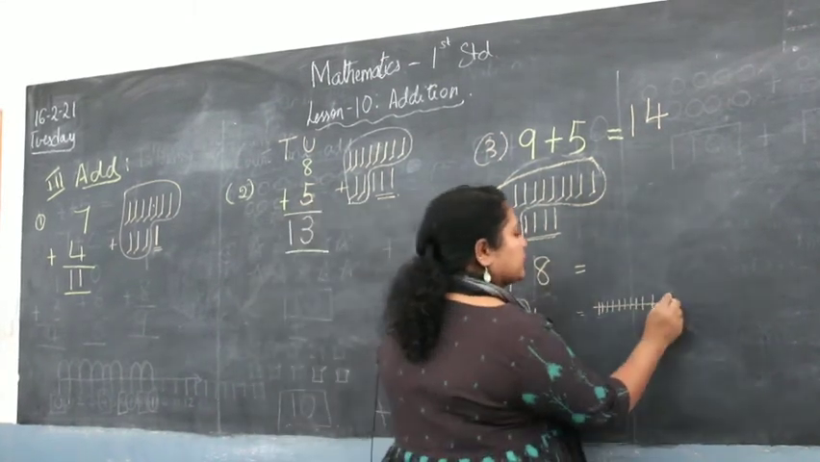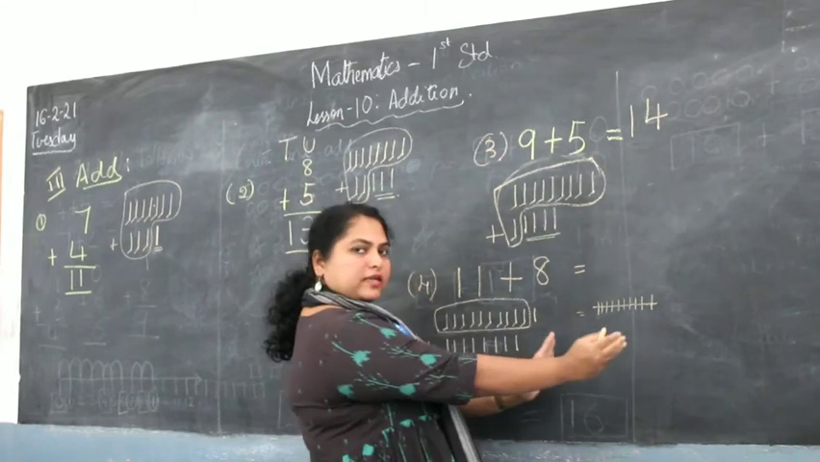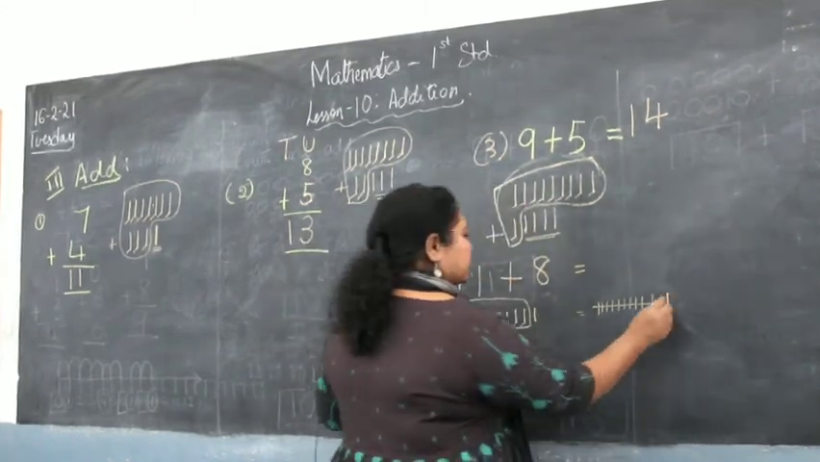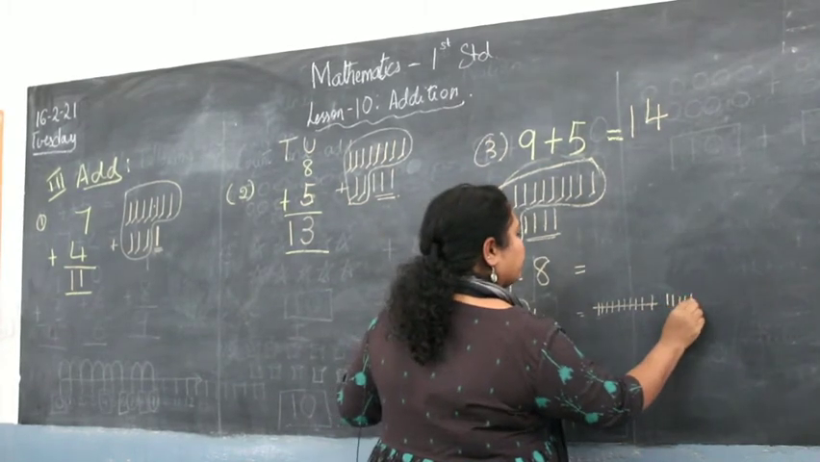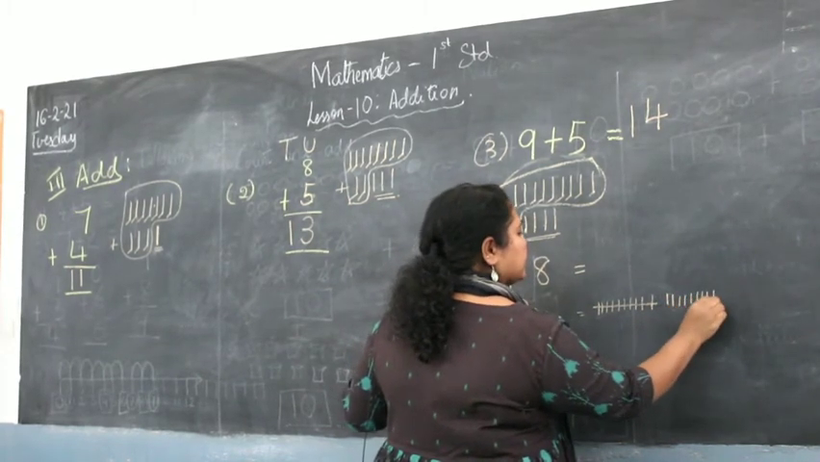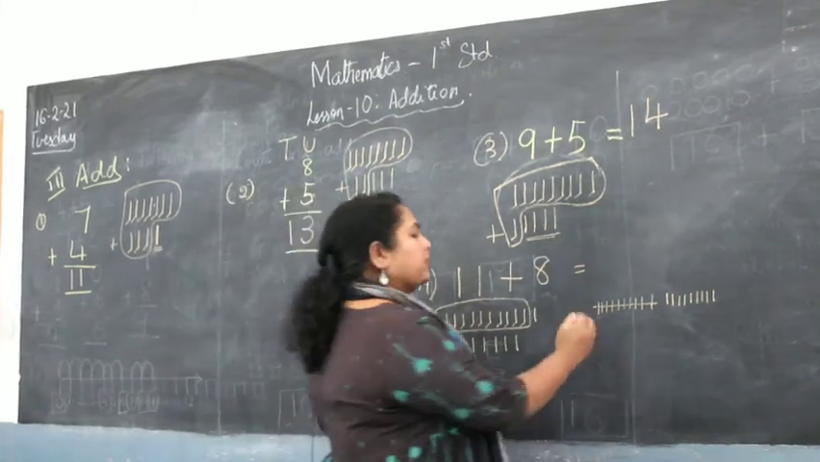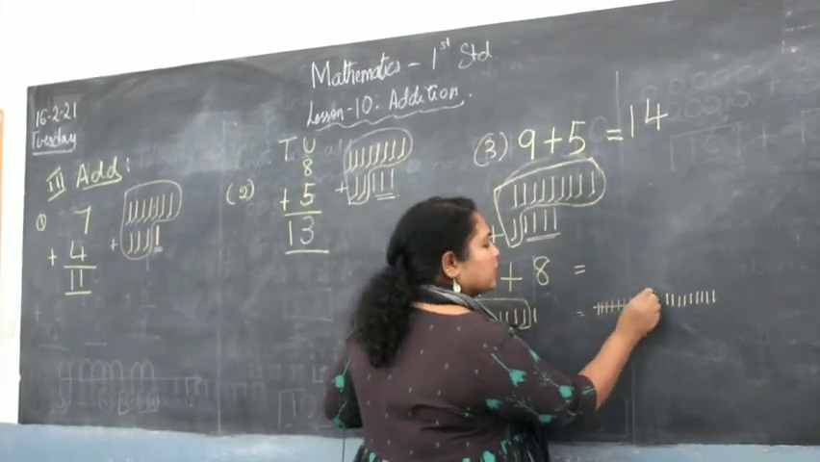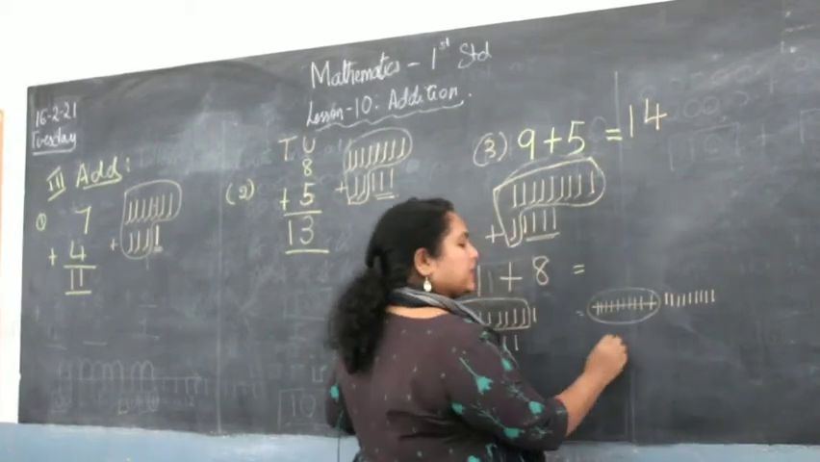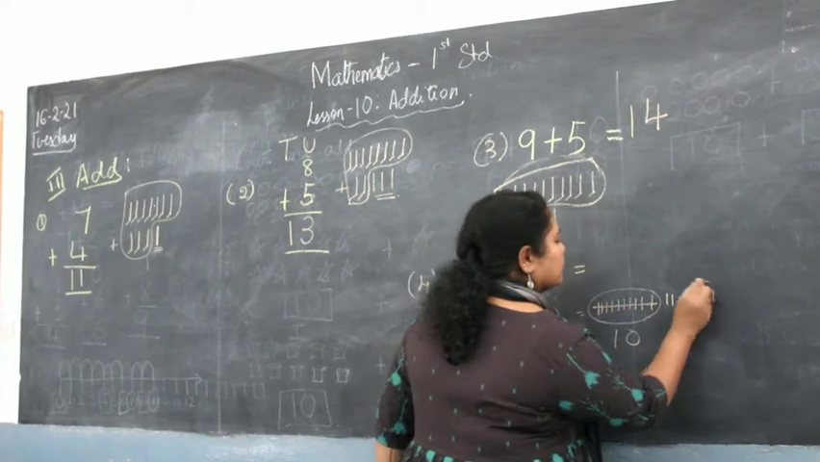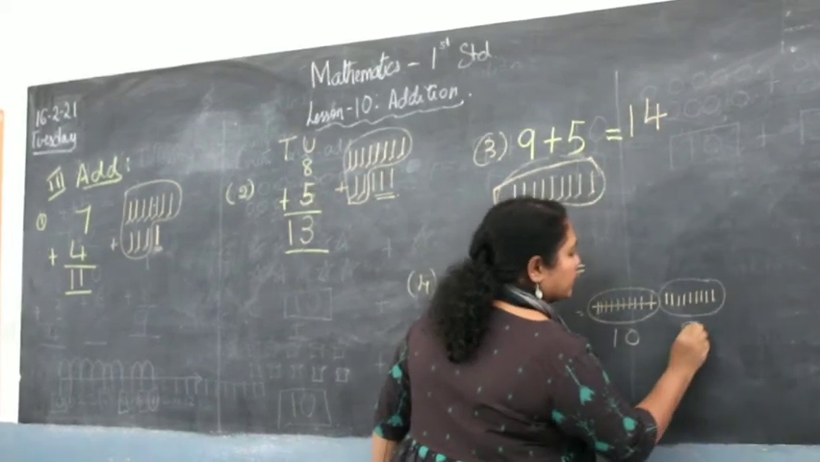So let's draw the same sticks. We'll remove the sticks which are not in a group of 10. 1, 2, 3, 4, 5, 6, 7, 8, 9. The sticks which are not grouped to 10. So how many do we have? One group of 10. This is your 10, right? And this is another group which is of 9.